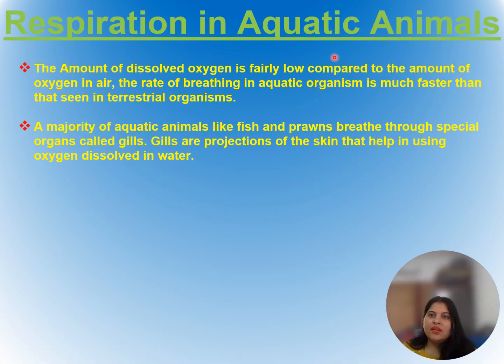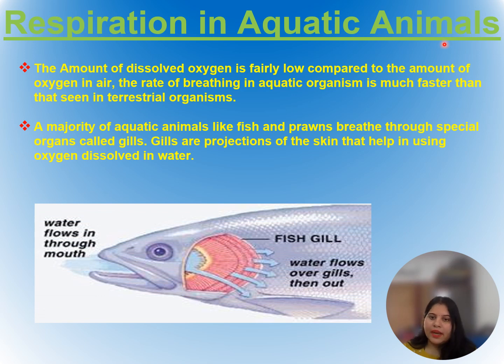Now, respiration in aquatic animals. Aquatic animals are the animals which live inside the water. So how do they respire? For that, they use another respiratory organ, and they use the dissolved oxygen in the water. The amount of dissolved oxygen is low compared to the amount of oxygen in air. So the rate of breathing in aquatic animals is much faster than that in terrestrial organisms.